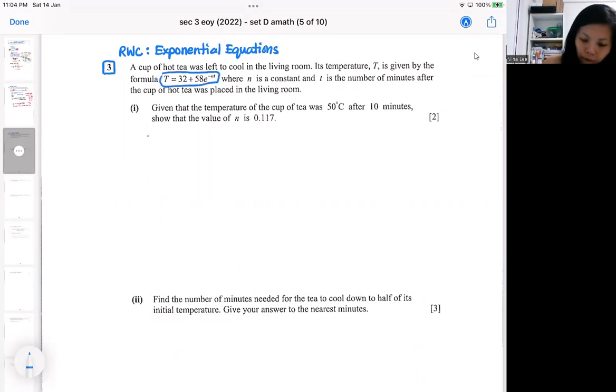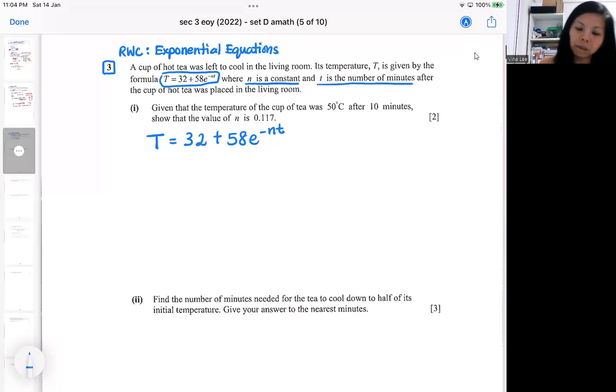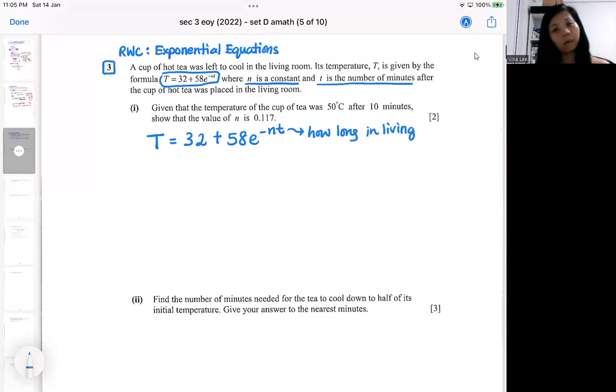formula. Again, you have to observe what the variables represent. The question will usually describe it to you. It's a matter of whether you are aware or not. Okay, so they describe already: N is a constant. t is the number of minutes that it is placed in the living room, so it's how long it has been in the living room. The longer you place the cup of tea in the living room, of course the temperature will go lower. So this is the temperature of the cup of tea after t minutes. Depending on how long the cup has been placed in the living room, the temperature will change.